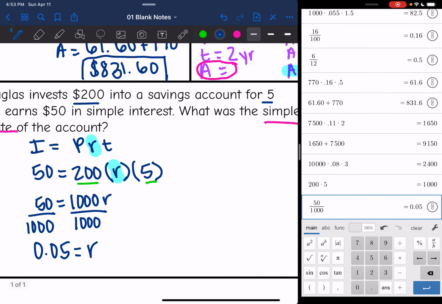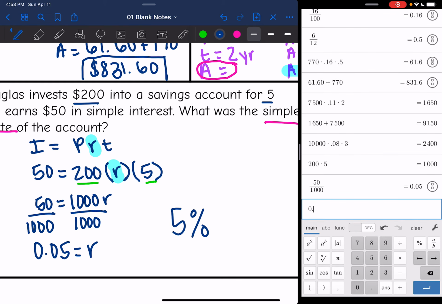So the rate is 0.05, which, remember, when it's in our formula, we write it as a decimal. But if we're talking about the rate, we write it as a percentage. So that would be 5%. And if you're unsure of how to convert it, you do it backwards. You multiply by 100. So 5% would be the rate there.